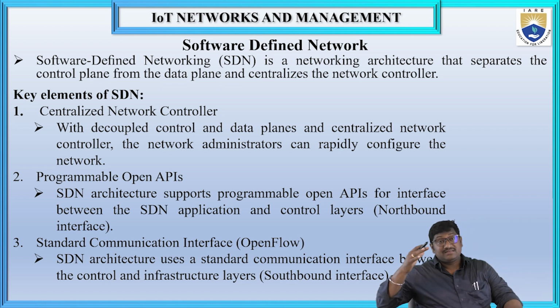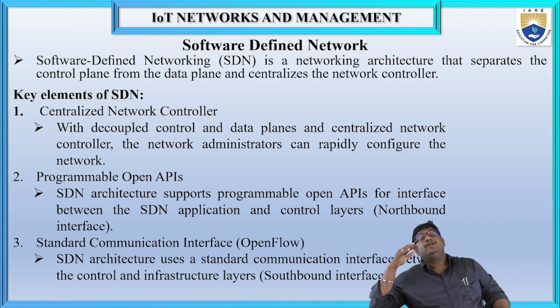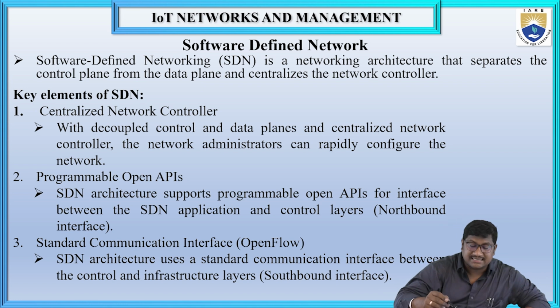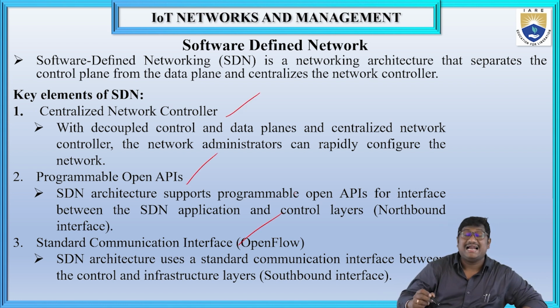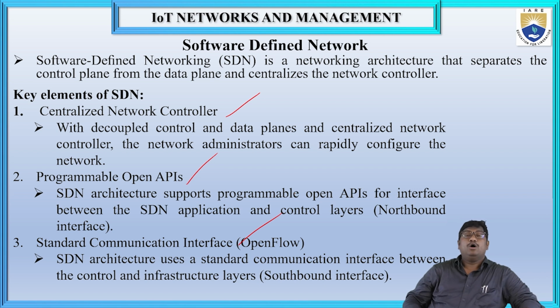Northbound means the control layers where the open API interface is going to be presented between the SDN application and control layers. Whereas southbound, which comes under OpenFlow, is the interaction between the control and infrastructure layers. This is the difference between the things. The major key elements such as centralized network controller, programmable open APIs, and standard communication interface, which is OpenFlow, these are the key elements which are presented in software defined network, guys.